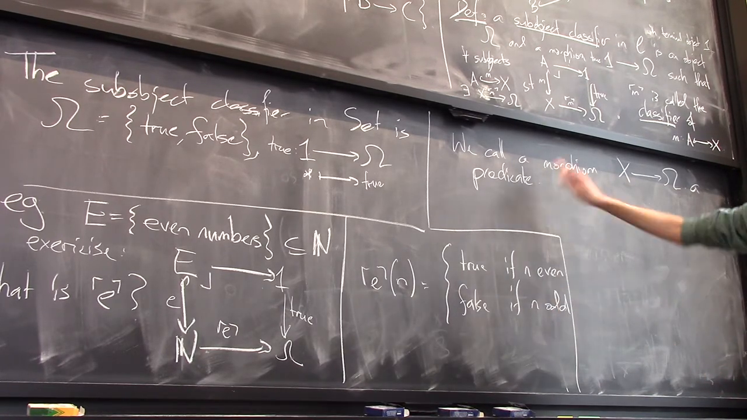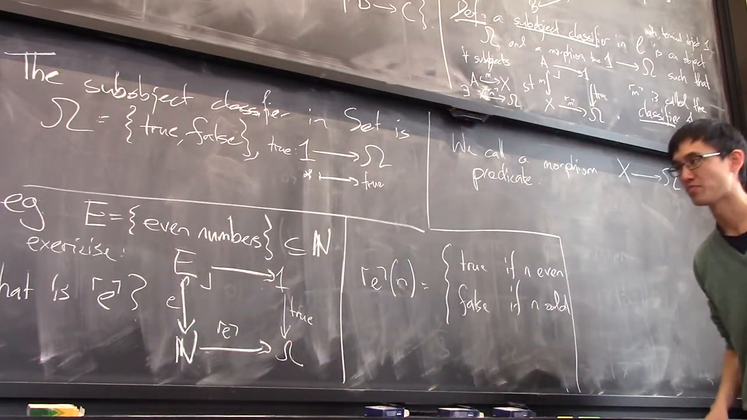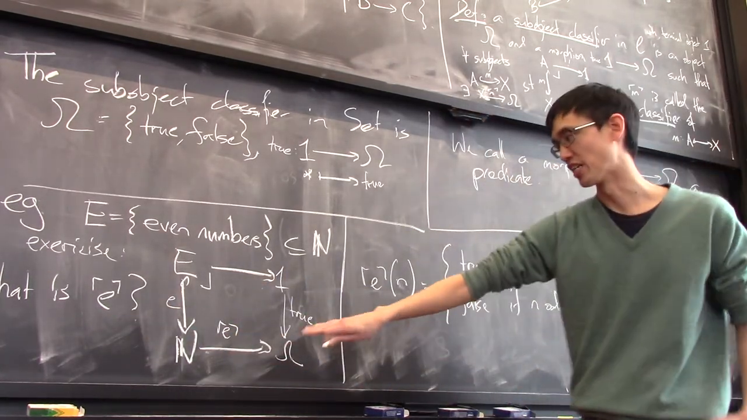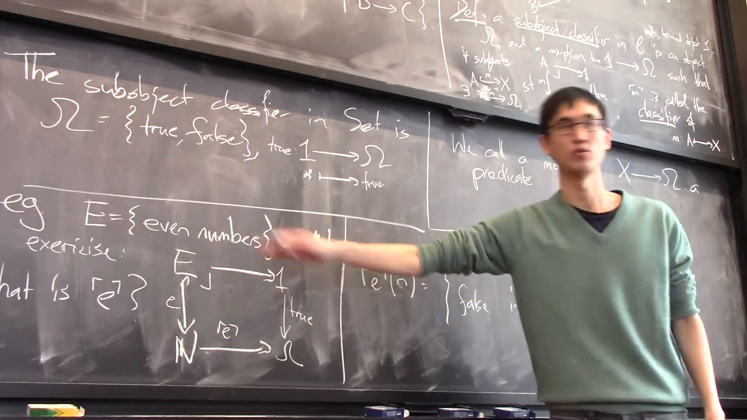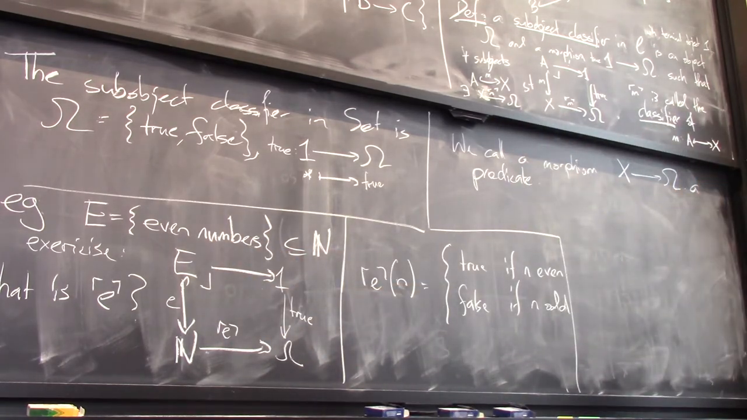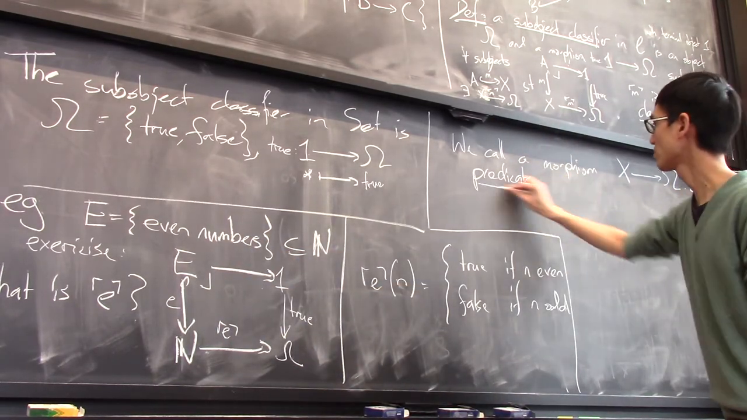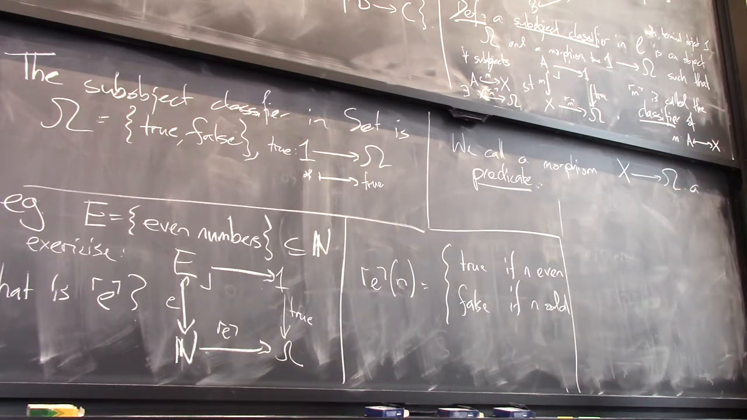So we have some predicate. This here is the predicate n is even. And what we can do with a subobject classifier is go from that predicate as a function to its semantics as a subset of the places where it's true. But let's go straight on to the logic then.